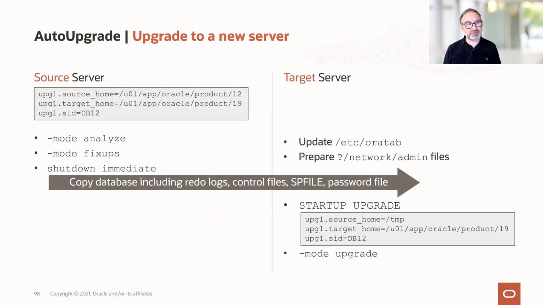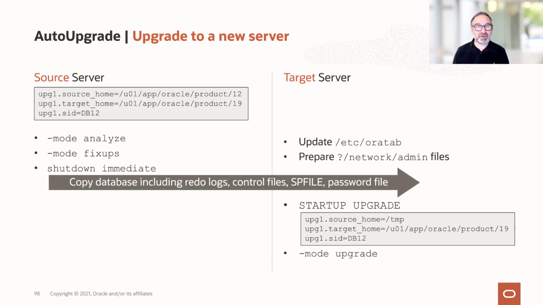So on the source server, very simple example here, left side of the slide, source server, 12 and 19 homes, database is called DB12 in this case. We run analyze and fixups, then we shut down immediate. I copy all files from my database, including redo logs, control files, SP file, password file, to the target server. On the target server, ideally, you updated /etc/oratab already, you prepared network admin files, and then you do the startup upgrade.